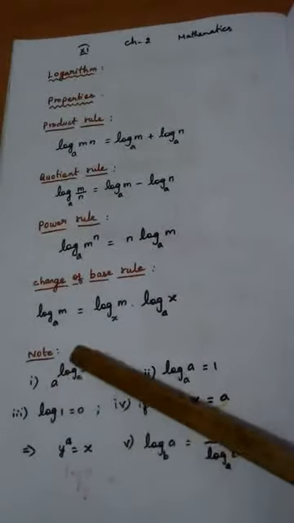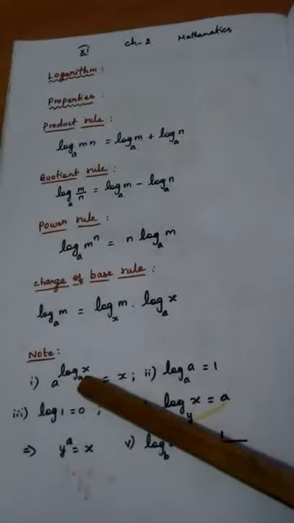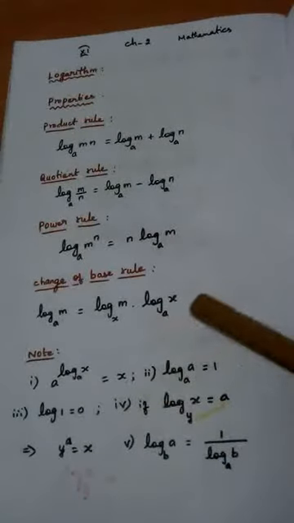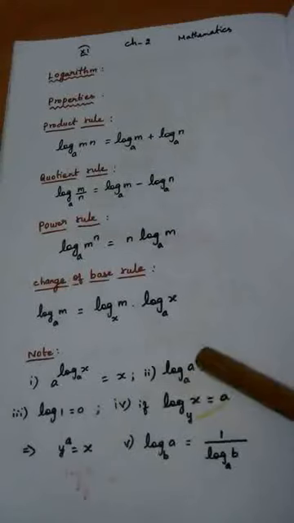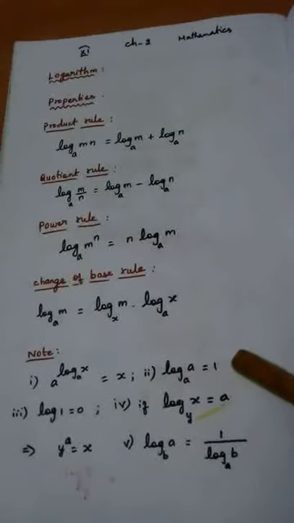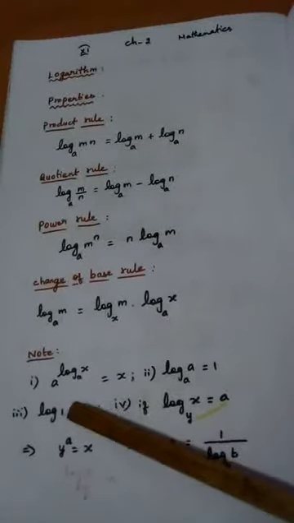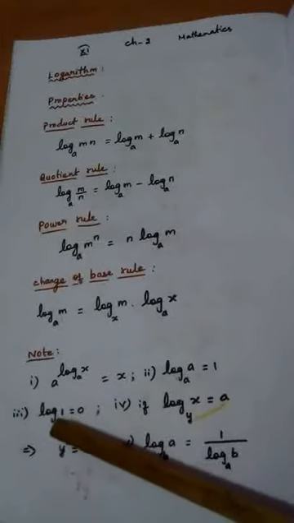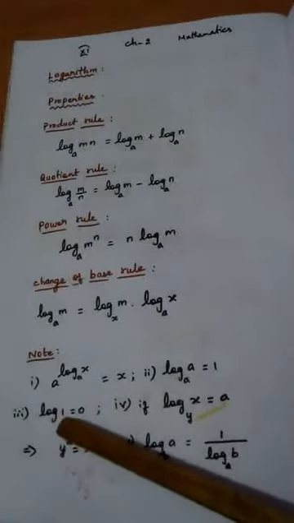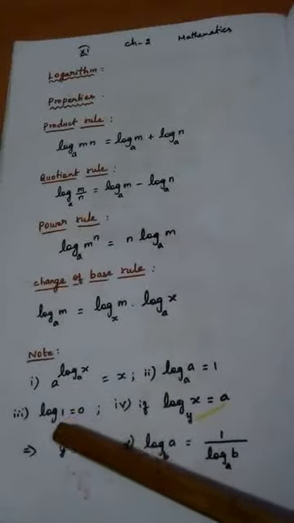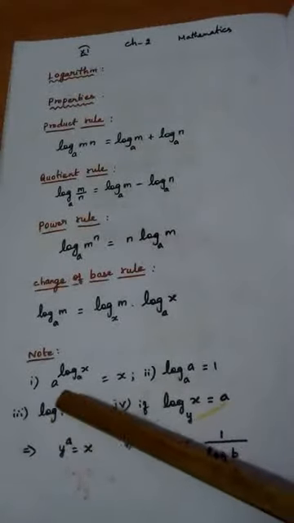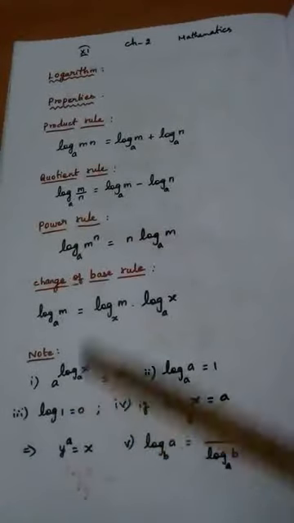In note we have seen 5 results. A to the power of log x base a means answer is only x. Base and value are equal, then the value of logarithm is 1, that is log a base a is equal to 1. Log 1 answer is 0 irrespective of the base. Base may be anything, a, b, c, x, y, z, 1, 2, 3, 4. So irrespective of that, log 1 answer is 0.